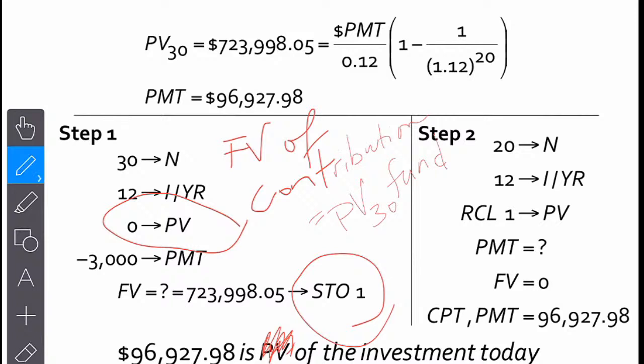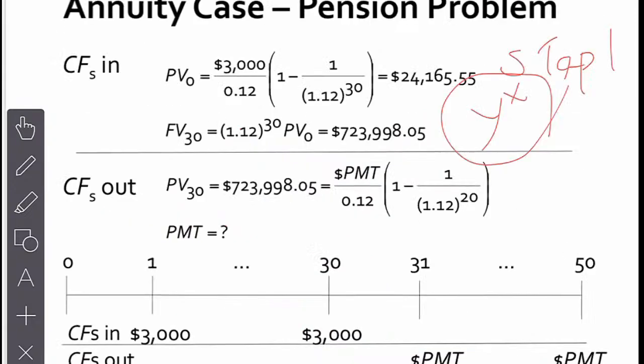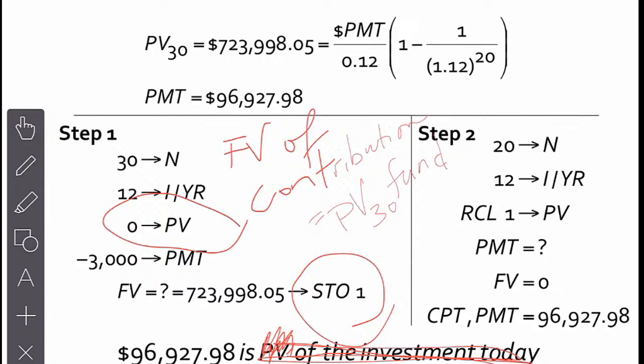So I need to really fix this because this is not what it is. That's just the payment. So what you're trying to figure out then is how much can you withdraw every year for 20 years? Once a year. Is that what we did? No, we did $3,000 every year for 30 years. Well, that's a lot, right? It's not 30 times 3,000, that's for sure. It's a lot of money. Accumulating to $723,998 because of the 12% rate and the compounded interest effect.